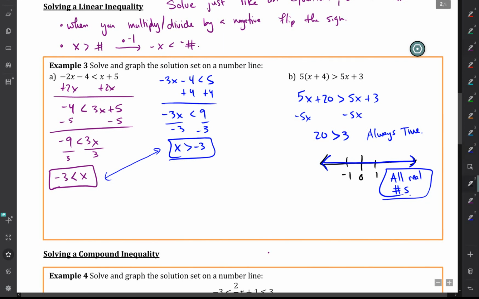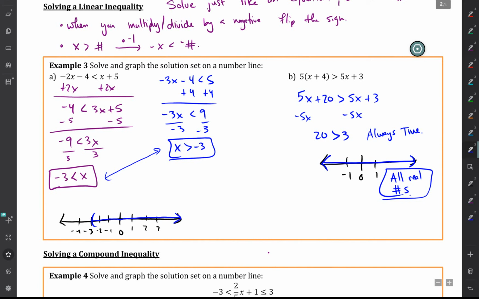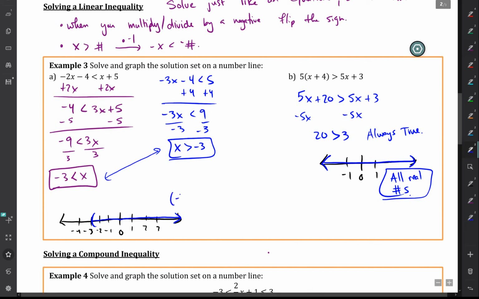I should also say that if you're going to graph the solution to x is greater than -3, then what you'd want to do is put a parenthesis at -3 and then plot all points to the right of -3. Those are the ones that are bigger than -3. You could also write this as -3 to infinity if you wanted to use interval notation. And over here, your solution would be -infinity to infinity for all real numbers.